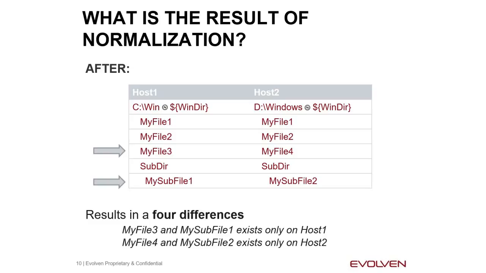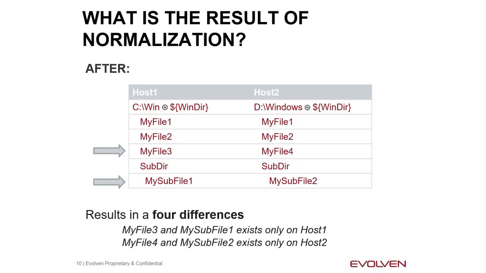Now, if we do a normalization, and in this example, we said that this is the win directory. In Evolven, this would be automatically handled for you, but in other contexts, you may need to create a rule to make these things line up. Then when you do this in this case, you would actually see 4 differences.